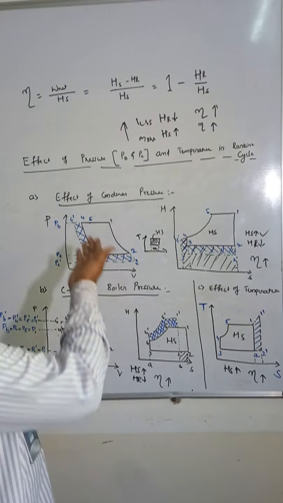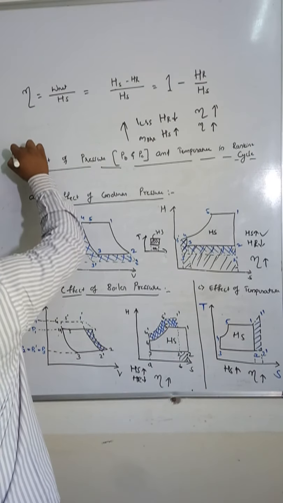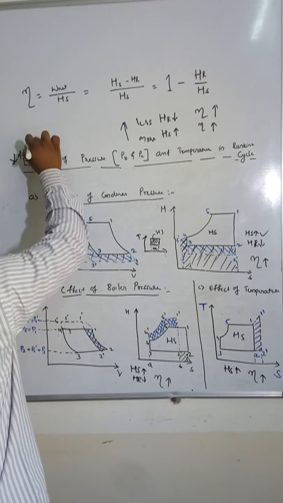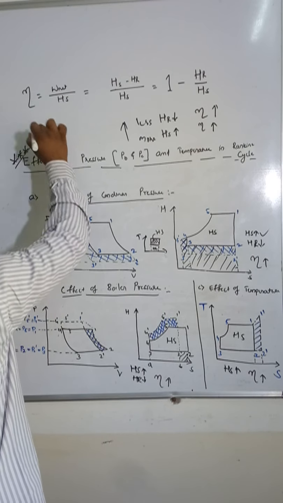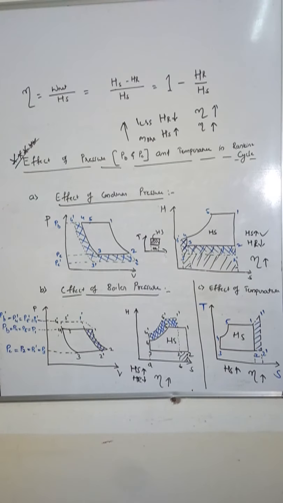So that is the effect of pressure and temperature in the Rankine cycle. This is very important from the exam point of view. Many times it has been asked in the question papers. Right, so next I will go for one more point.